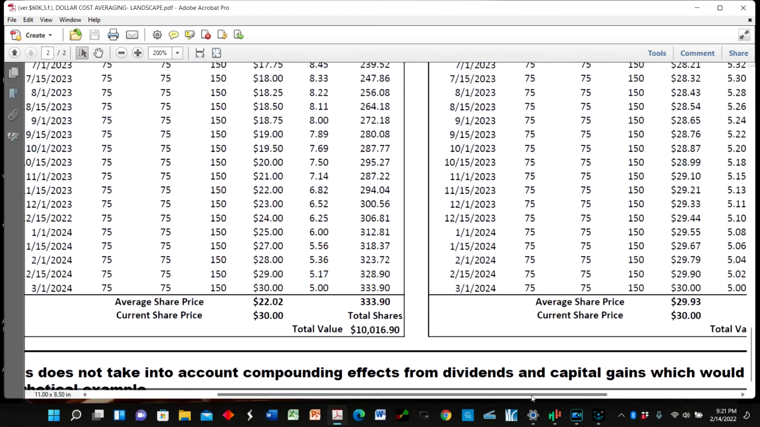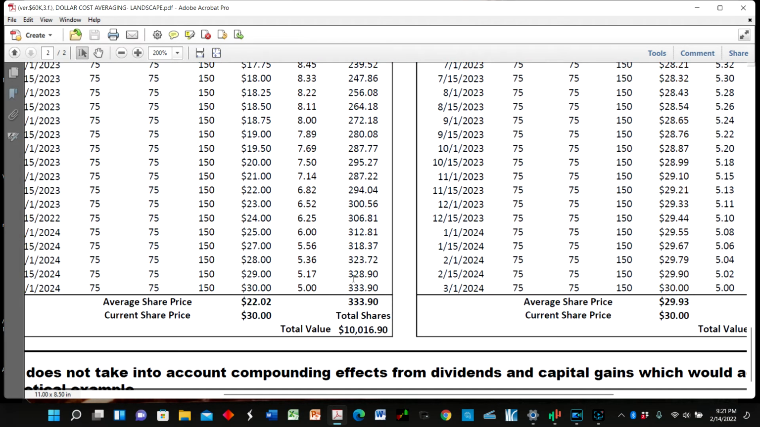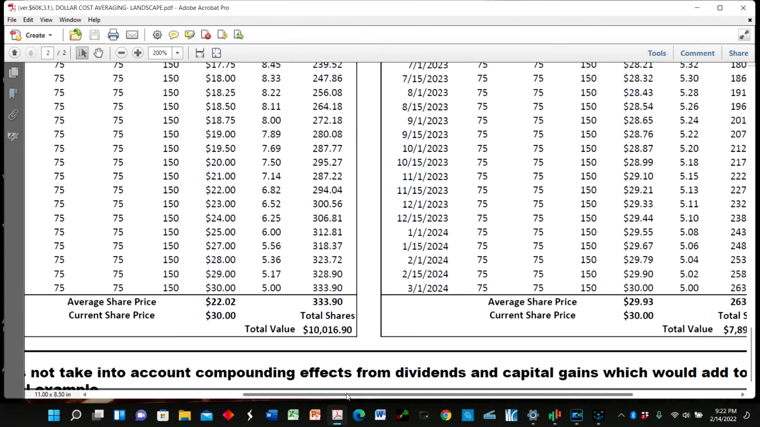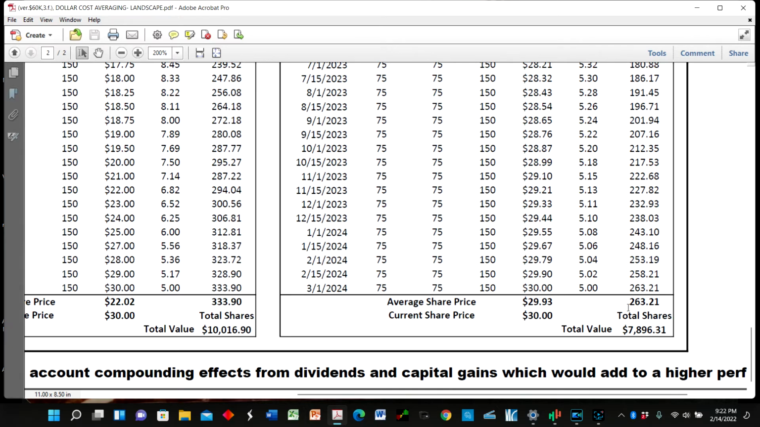Now over here, the average cost is $29.93. So at the end, you ended up with 333 shares because of dollar cost averaging, because you are contributing periodically. And over here, you only ended up with 263 shares. You multiply that times $30, you earned $10,000 in 2 years just because the market went down.